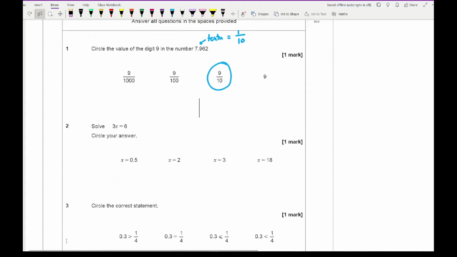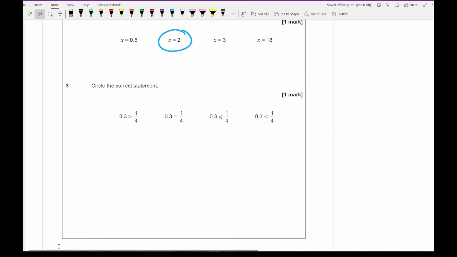Question 2 relates to solving equations, so we want to make x a subject. So here I've got 3x equals 6, so I take the 3 over to the other side by dividing, and so 6 divided by 3 is 2, so it's going to be our second option.